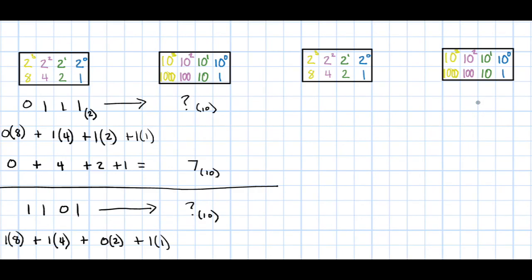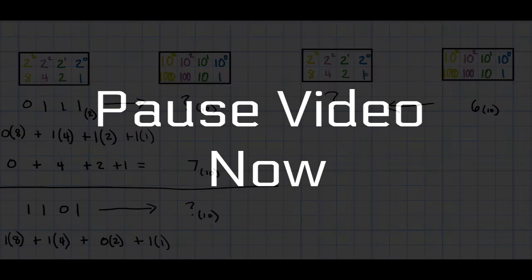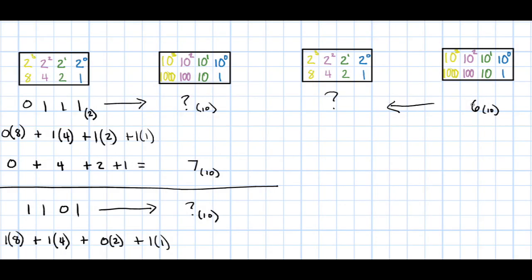Let's try something that's a bit trickier. Let's take some base 10 number, such as 6, and convert it into binary. How do we go about doing that? Pause the video and see if you can figure it out. The way we approach this is we take a look at our reference table and see which binary digits we are going to have to use.